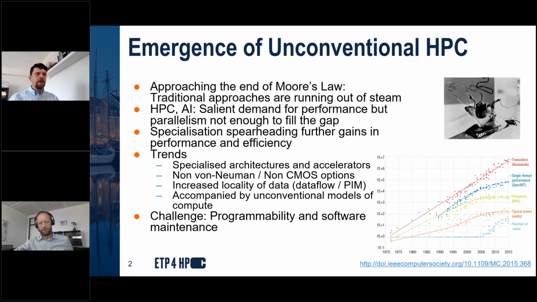We also see increasingly non-von Neumann and non-CMOS options becoming available. There is increased interest in alternative models of compute. So, for example, increased locality of data through both data flow or processing and memory. And then we also have unconventional models of compute and, for example, unconventional arithmetic. But the challenge here is that as these are being introduced, we need to look at the programmability of these architectures and software development, software maintenance, as you know, software is being ported over to these architectures.